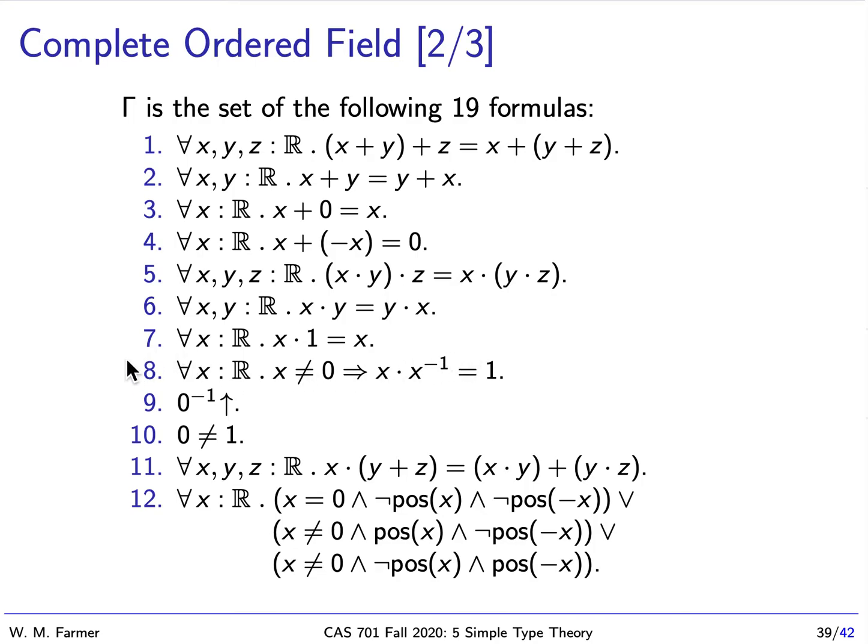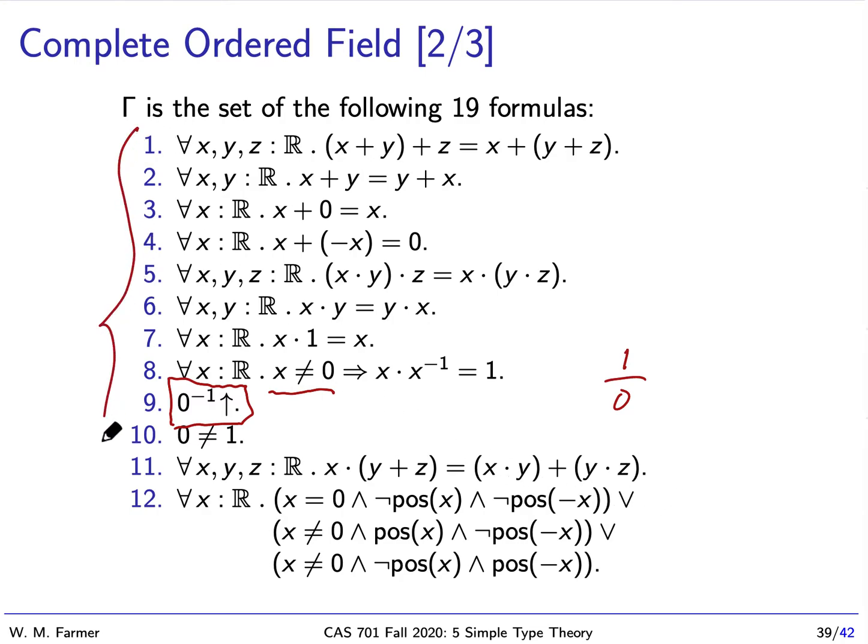Except there's a little caveat here. And this caveat is that this is only true if x is not 0. And then because we can talk about things being undefined, we can directly say right here that the inverse of 0 is undefined. So that means in particular 1 over 0 is undefined. And then we have here that 0 does not equal 1, and finally we have the distributive law.